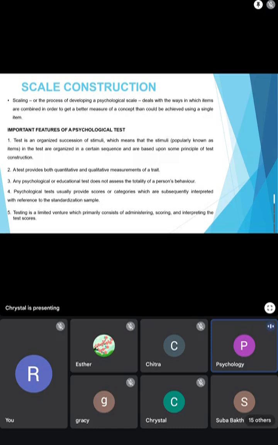So there are two principles to it. Actually, if you refer to page number 2 and 3, the concept of scaling, there are two principles they are talking about in our text. That is the item whole or item total approach to scale construction.